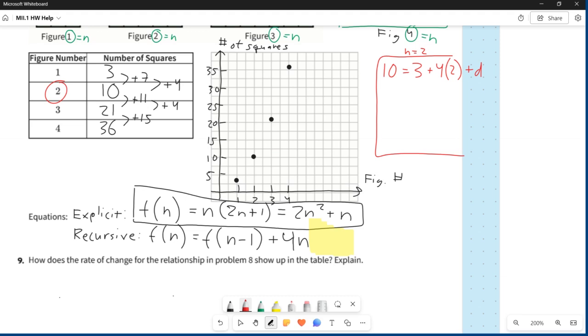Well, I have an equation here that I can solve without too much difficulty. I've got 10 equals 3 plus 8 plus d. So 10 equals 11 plus d. Subtract 11, subtract 11, and I end up getting that negative 1 equals d. And so what that means is, and I'll go ahead and erase that highlight right here, the final part of my recursive formula is going to have a minus 1 at the end.